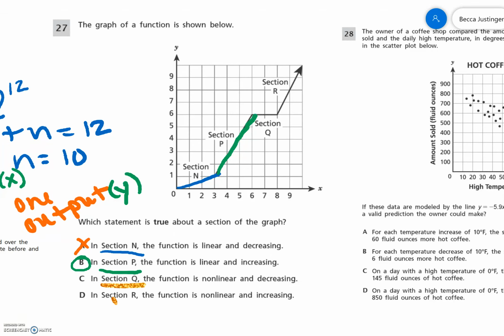Section Q, that's this one here, the function is nonlinear and decreasing. It's linear and it's constant. And in section R, the function is nonlinear and increasing. It is increasing, but it's also linear.